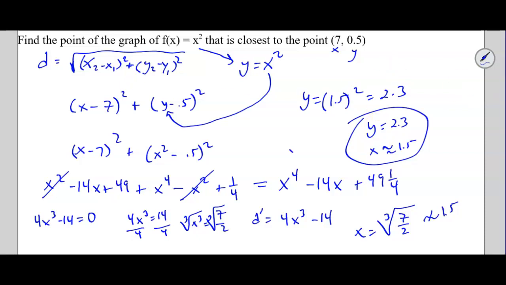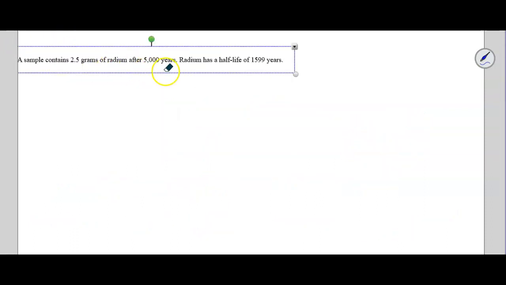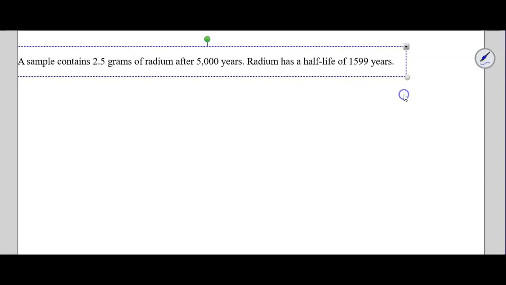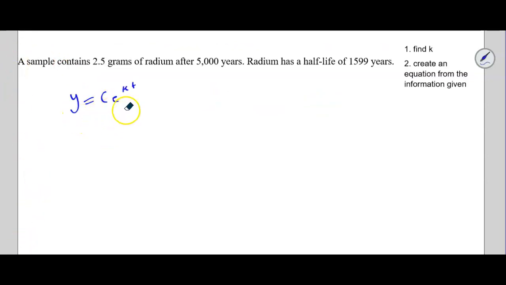Alright, one more problem. It was 14. This one goes back to the last test because it was a missed problem and we got to spiral it back in, the half-life problem. So we use this equation, y equals c e to the kt. And remember, step 1 is find k, and then create an equation from the given information.